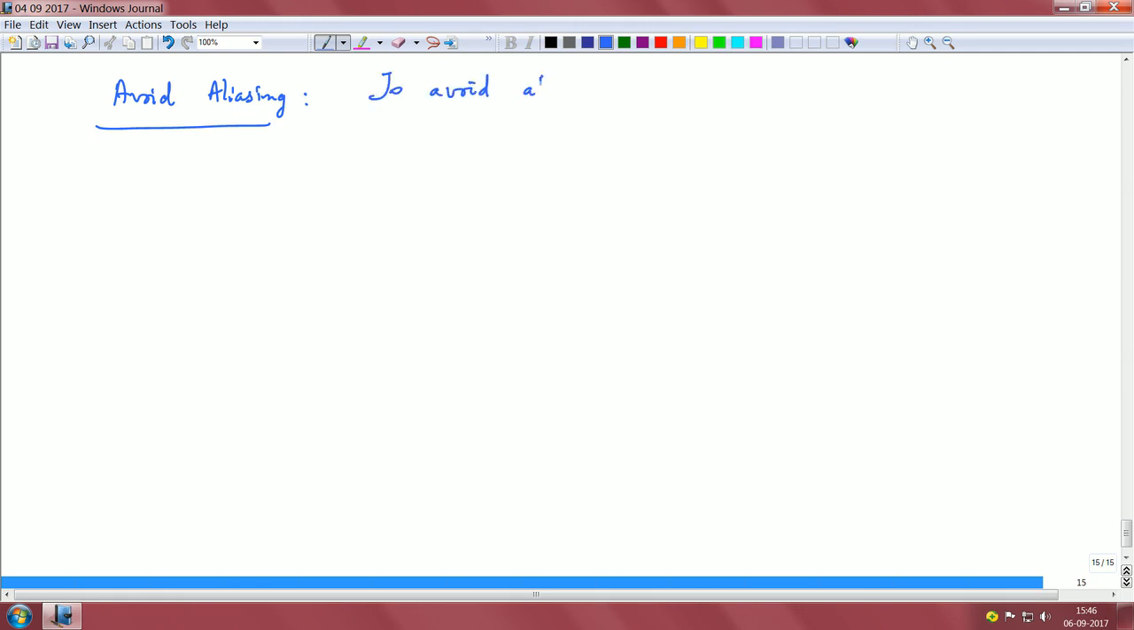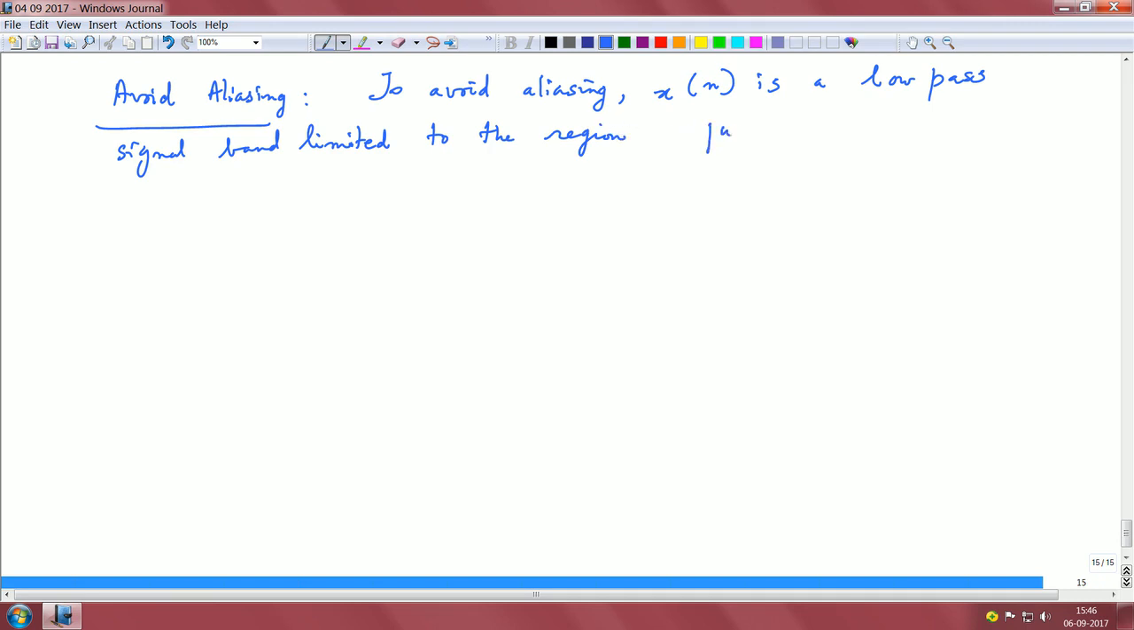To avoid aliasing, x of n is a low pass signal band limited to the region modulus of omega less than pi upon M. When you downsample by M, you stretch the frequency axis by M. So therefore it has to be band limited to the region where the absolute frequency is less than pi upon M, otherwise the spectrum overlaps and it causes aliasing error.